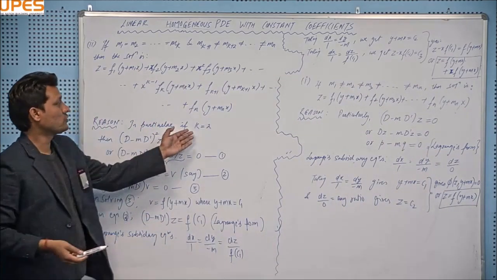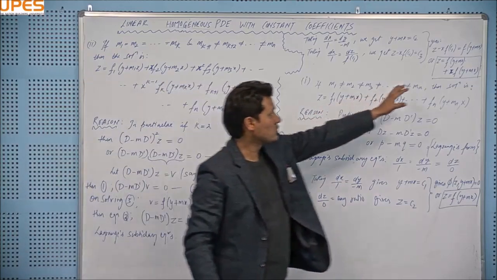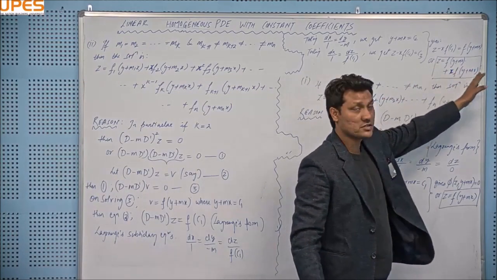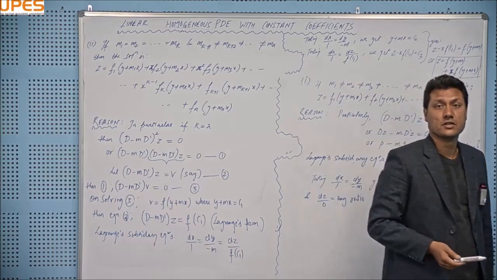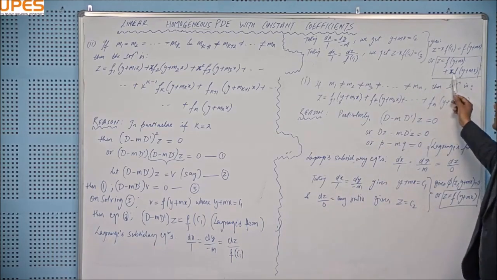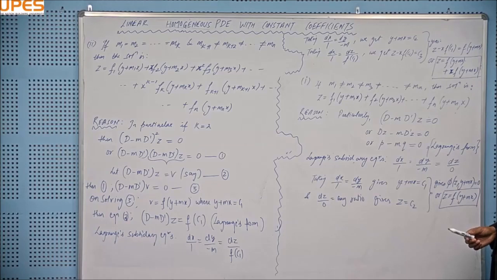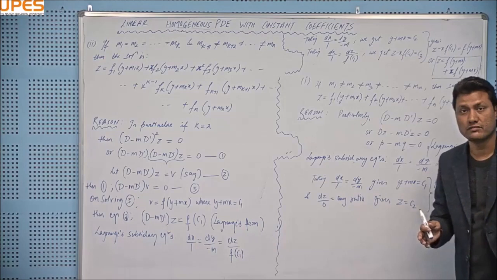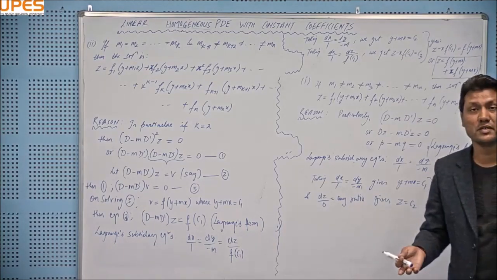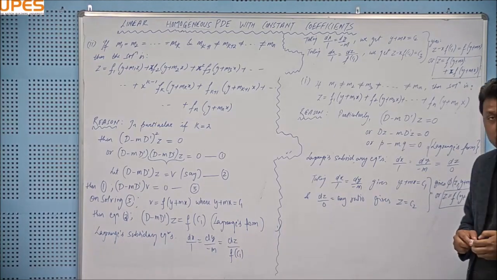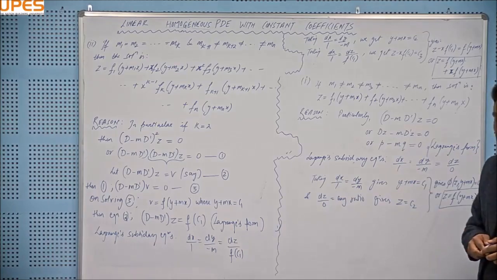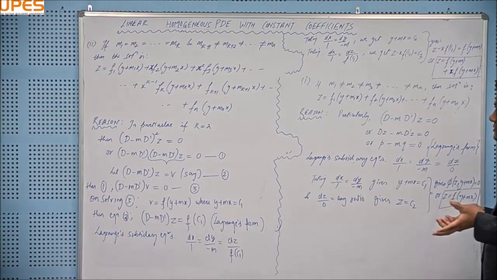Similarly, if I take 3 roots, k equal to 3, then I will get something like z equal to f(y plus mx) plus x times f(y plus mx) plus x square times f(y plus mx). So this is the reason for the presence of this x here. Now we have only two cases, because this time we don't have a classification in the form of real roots or complex roots. Roots may be complex, so whether they are distinct or the same, we have only two cases, right? So we have to remember this formula.